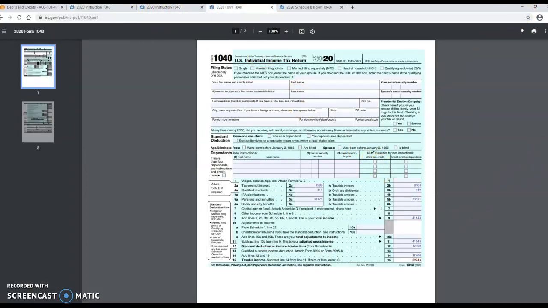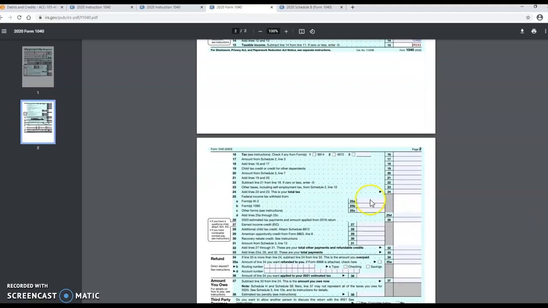Okay, here we are back at our return. Here's line 16, this is the tax. If you would have just looked up the tax for 29,243, you would have put 3310 there. But now it's telling us to put the 3262 there instead.